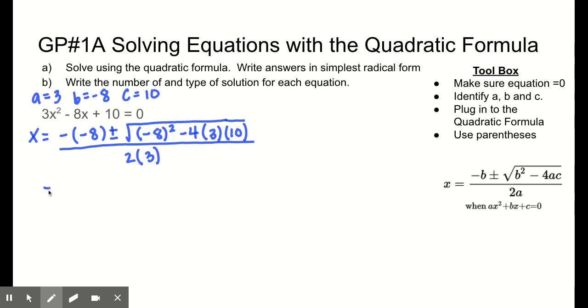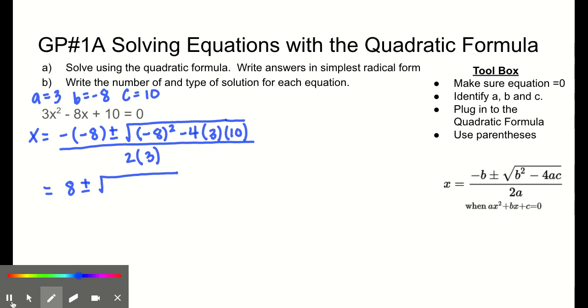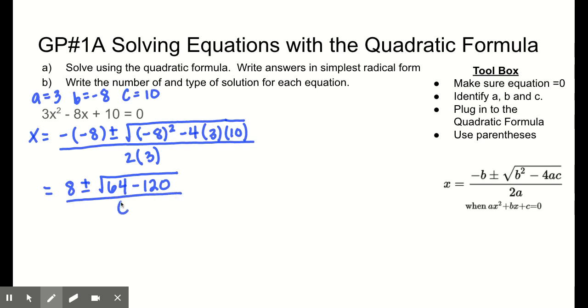From here, we want to go ahead and simplify. So a -(-8) becomes a +8, plus or minus the square root. This is a (-8) squared, which is -8 times -8. And again, that's where a lot of mistakes happen, so be really careful with that. And that's going to give us a +64. 4 times 3 is -12, times a +10 is -120, divided by 2 times 3, which gives us 6.